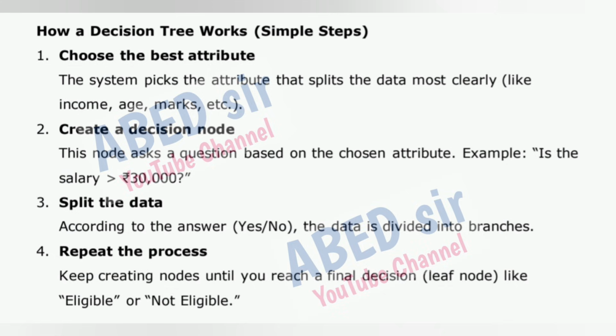The system picks the attribute that splits the data most clearly, like income, age, marks, etc. 2. Create a decision node. This node asks a question based on the chosen attribute. Example, is the salary 30,000 rupees? 3. Split the data. According to the answer, yes, no, the data is divided into branches. 4. Repeat the process. Keep creating nodes until you reach a final decision, leaf node, like eligible or not eligible.